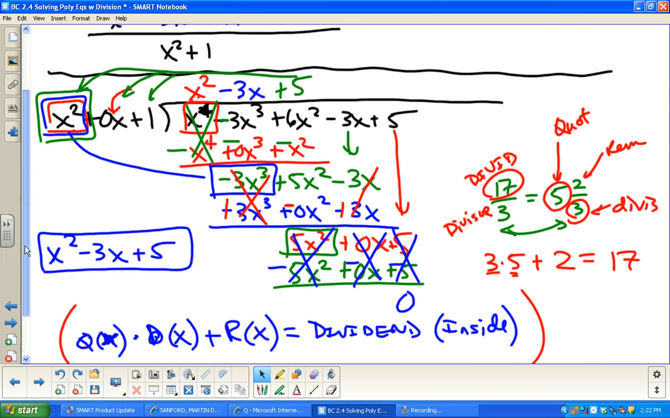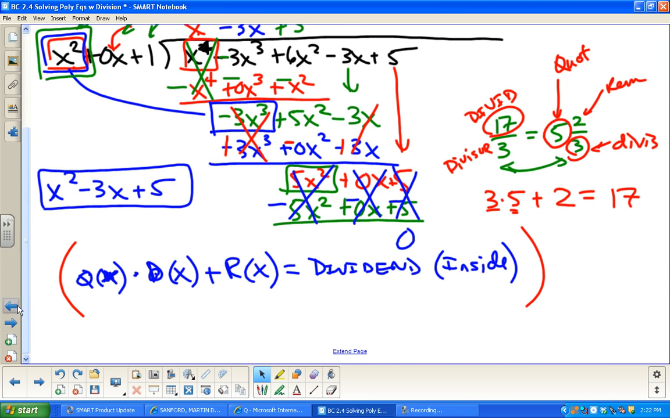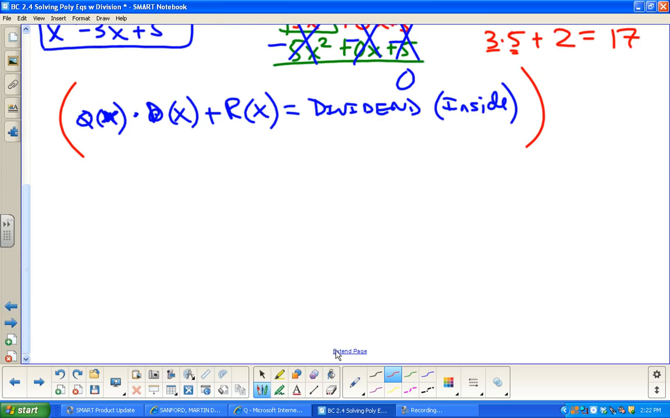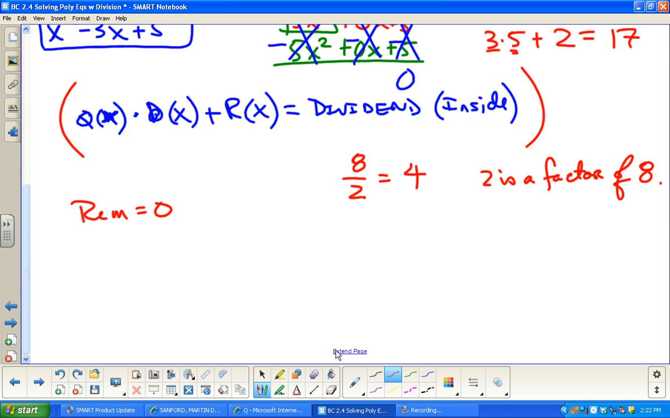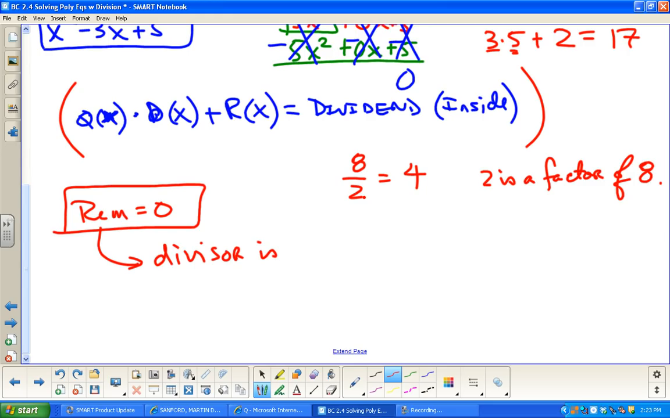Sorry, before we leave that one problem we just finished, I just want to make a quick note here. On that particular problem, the remainder was 0. Much like if I do 8 divided by 2, it's 4, the remainder is 0. And that's because 2 is a factor of 8. Well, if the remainder is 0, then whatever we were dividing by, that divisor, is a factor of the dividend.